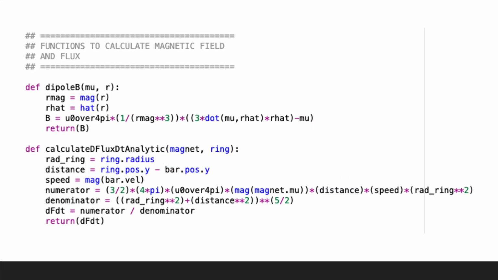Here are the key functions used in the model. The dipole magnetic field function calculates the magnetic field at a given position relative to the magnet, and the flux function calculates how quickly the magnetic flux through each ring changes as the magnet moves, which is essential for determining the induced current. This slide shows the main simulation loop.